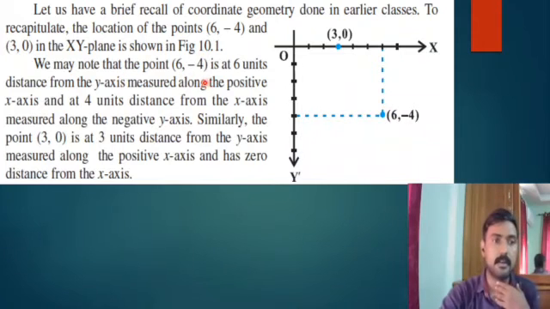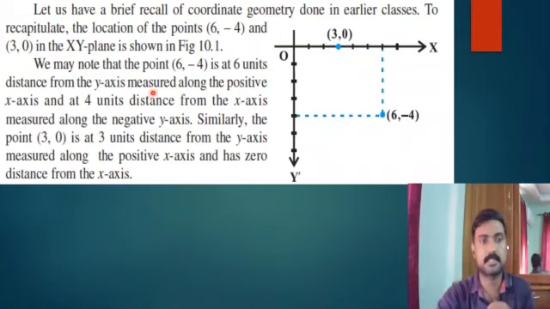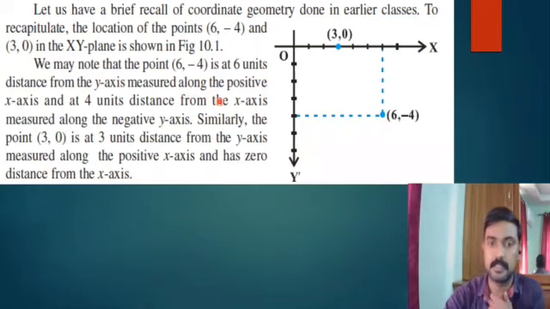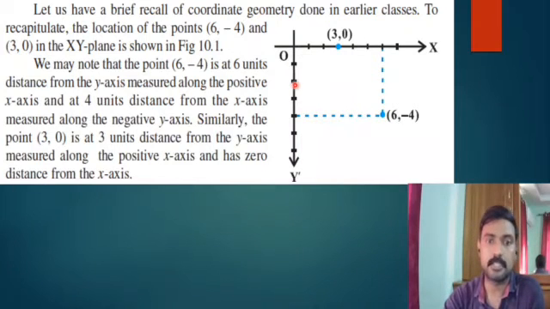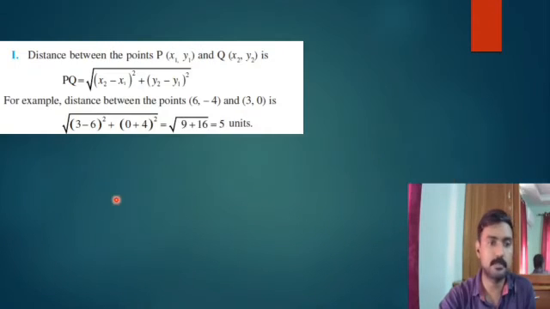What is the distance from the y-axis and what is the distance from the x-axis? It's very easy. From the y-axis, the distance is given by the x coordinate, here it is 6. And the distance from the x-axis to this point is given by the y coordinate. According to that, we can find it. These are all basic concepts we already studied.